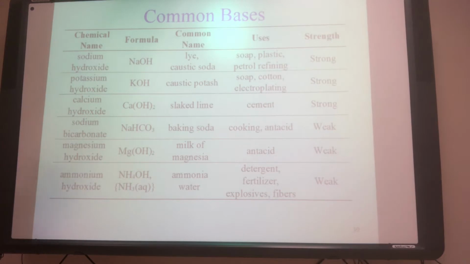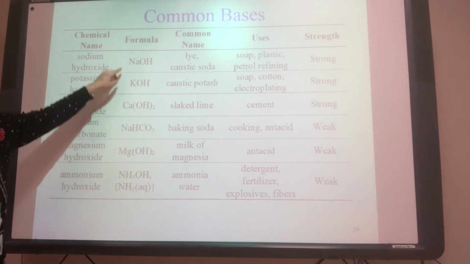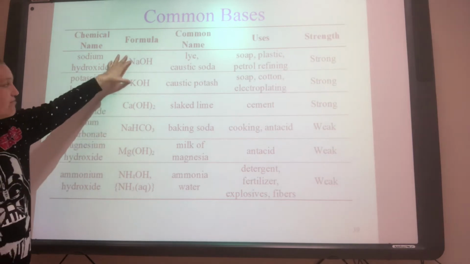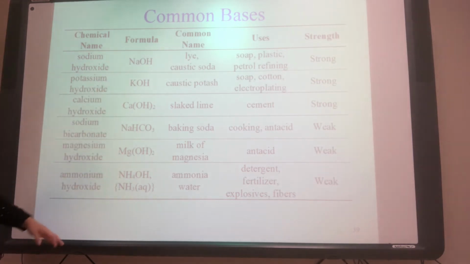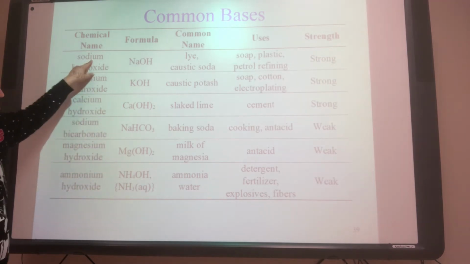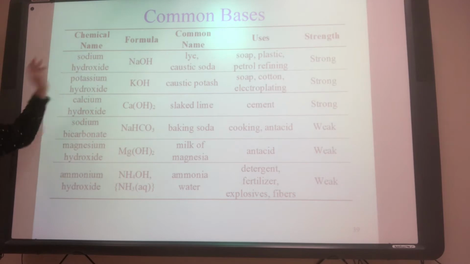And then here are my common bases. Same thing, here is my naming, and then here's my formula. Now you actually already know how to name bases because bases are just ionic compounds. So you would name this the same way as you would an ionic compound. The name of the metal, and if it's a transition metal, you'd put it in Roman numerals after, and then the name of whatever the polyatomic ion or the anion is.